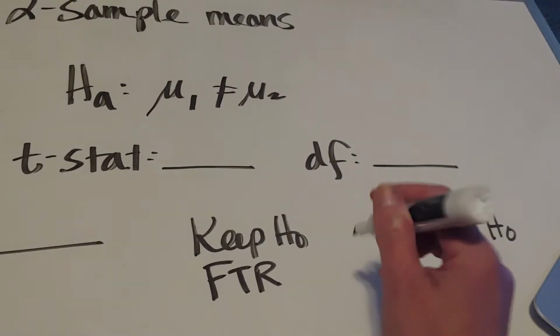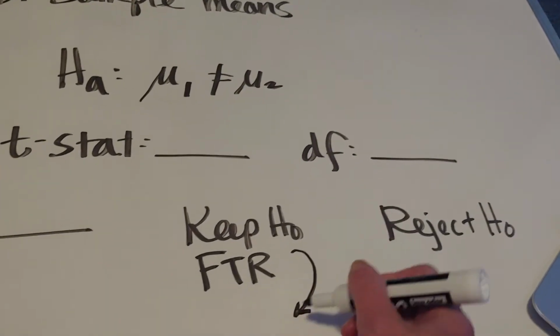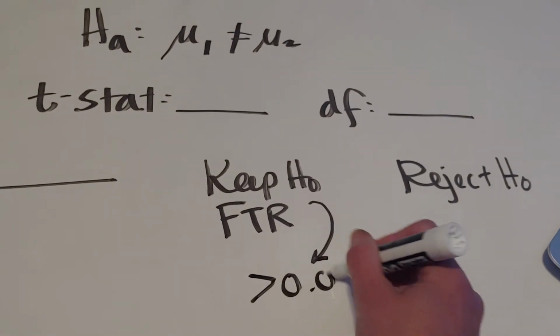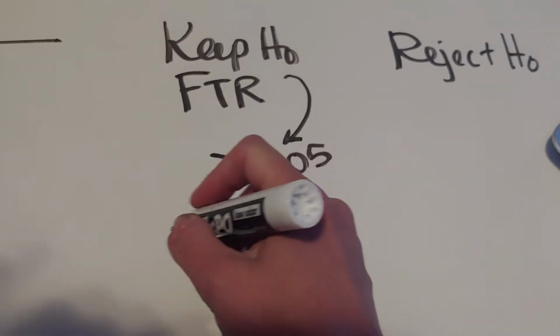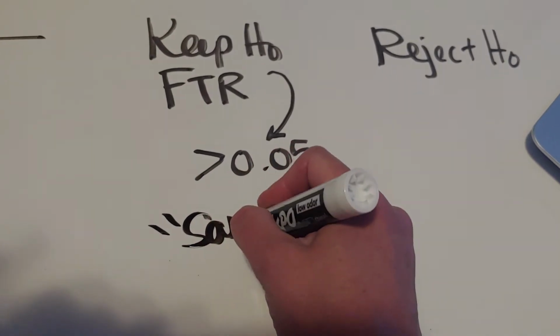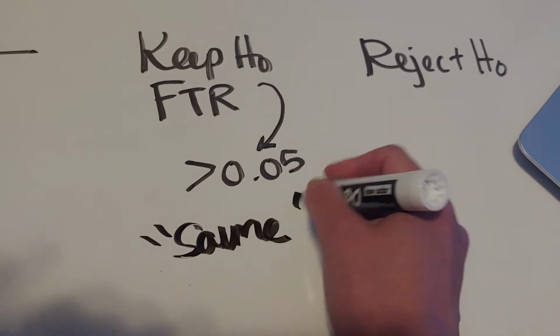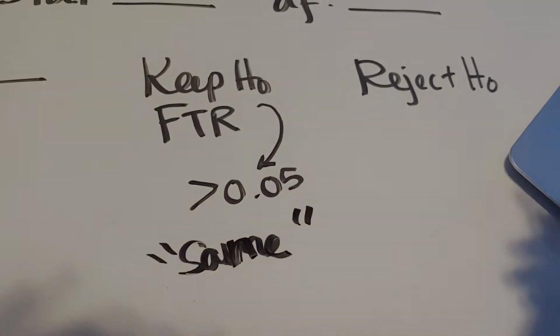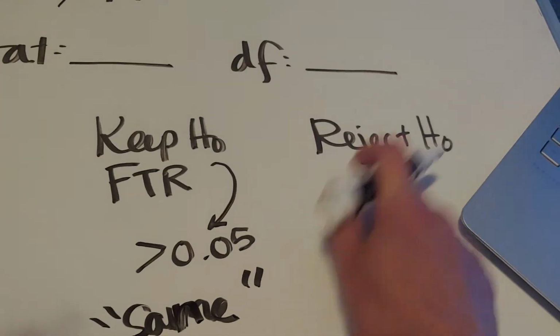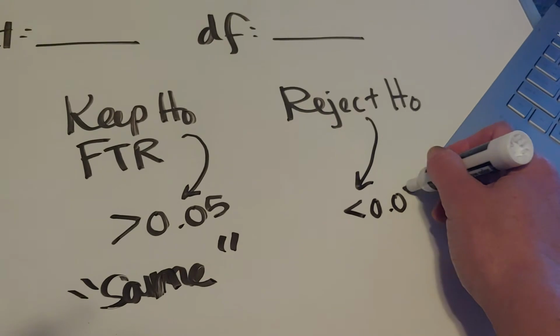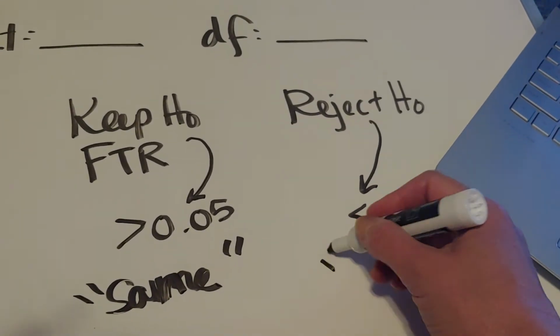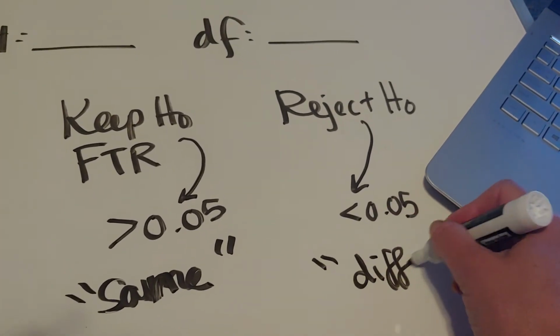So here, what that means is that if I end up keeping the null, so it's greater than 5%, what that really means is that the null was that they're the same. So if I keep the null, my conclusion is that the two means are the same. Sorry, my M got a little funky. If I reject the null, so if my P was less than 5%, then that's showing that the two means are statistically different.